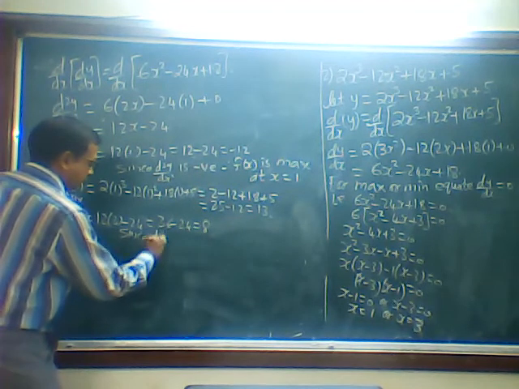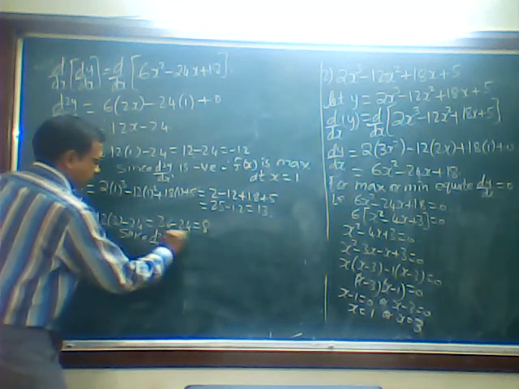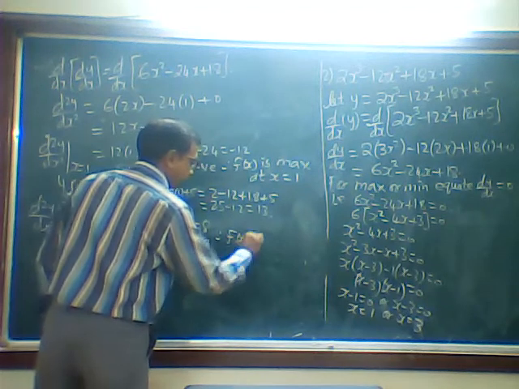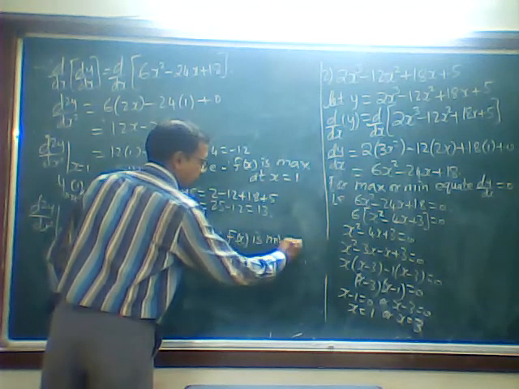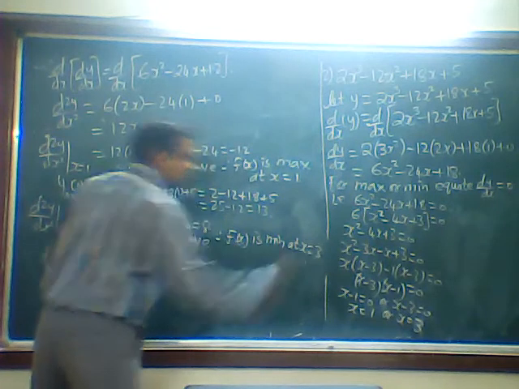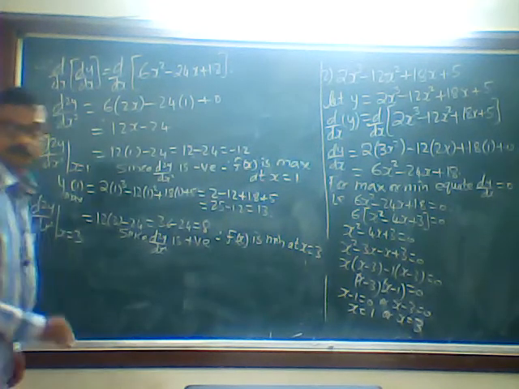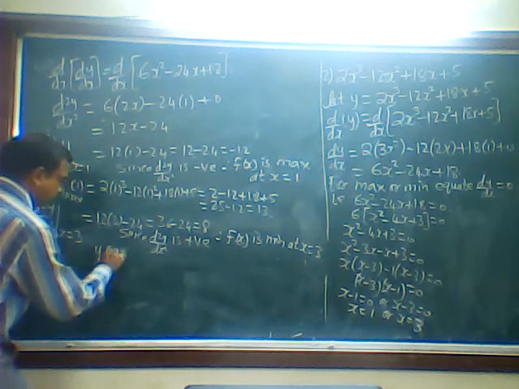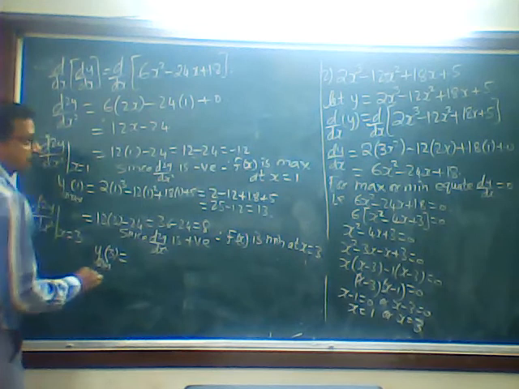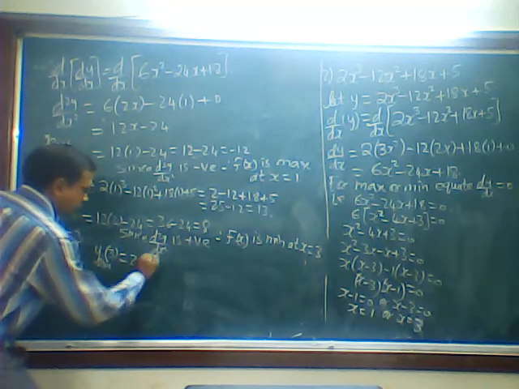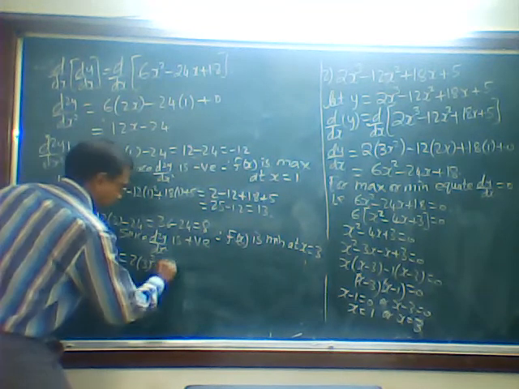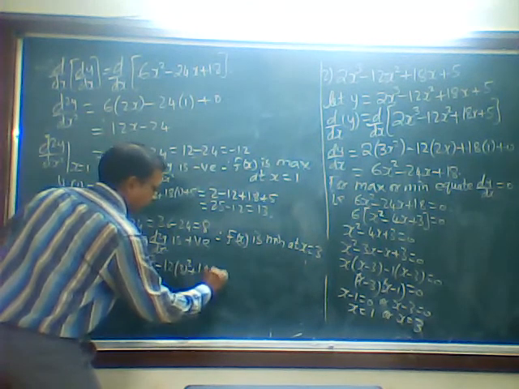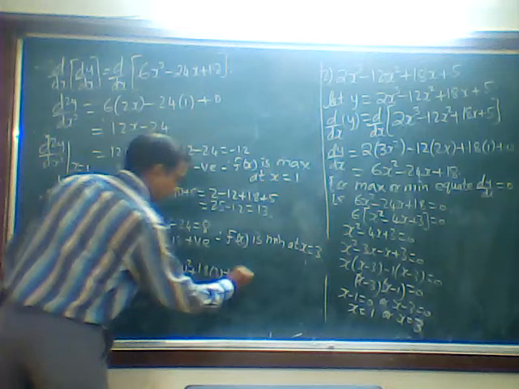Since d square y by dx square is positive, therefore f of x is minimum at x is equal to 3. What is that minimum value? Y minimum at 3. So it is how much? 2 into 3 cube minus 12 into 3 square plus 18 into 3 plus 5.